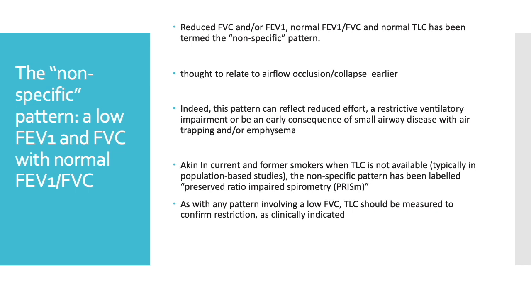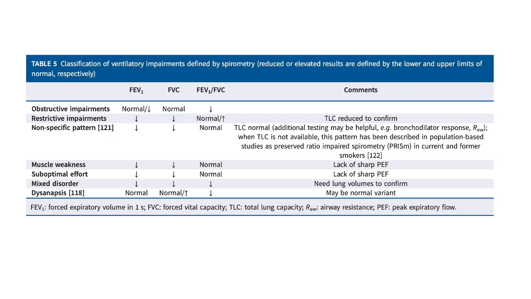So these are similar to what would happen in PRISM, which has been defined by the GOLD guidelines. Preserved ratio, impaired spirometry, where the ratio is preserved but one of the values is lower. So these patients definitely need a follow-up. These patients have to be seen over a period of time to see whether they have an overt obstructive or restrictive disease, and they cannot be passed off as normal or just a poor effort sometimes. So this non-specific pattern may also need further monitoring and further testing.